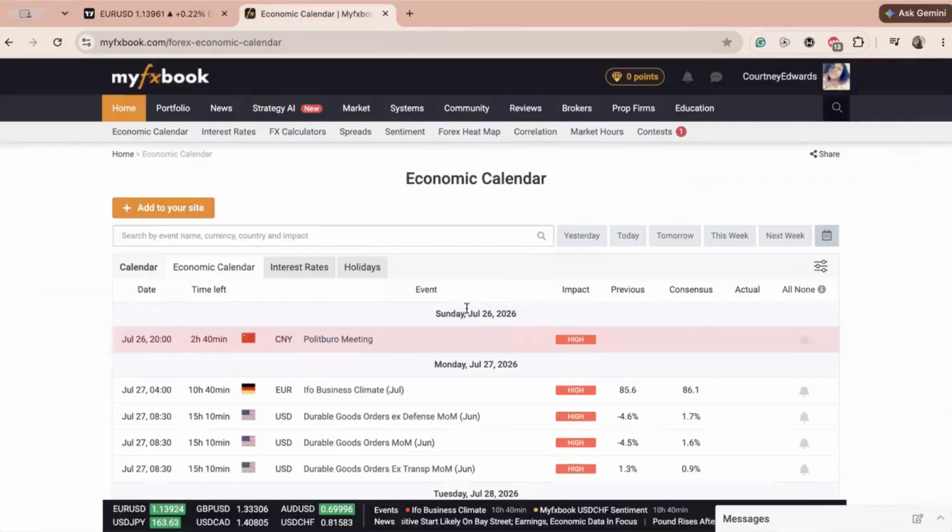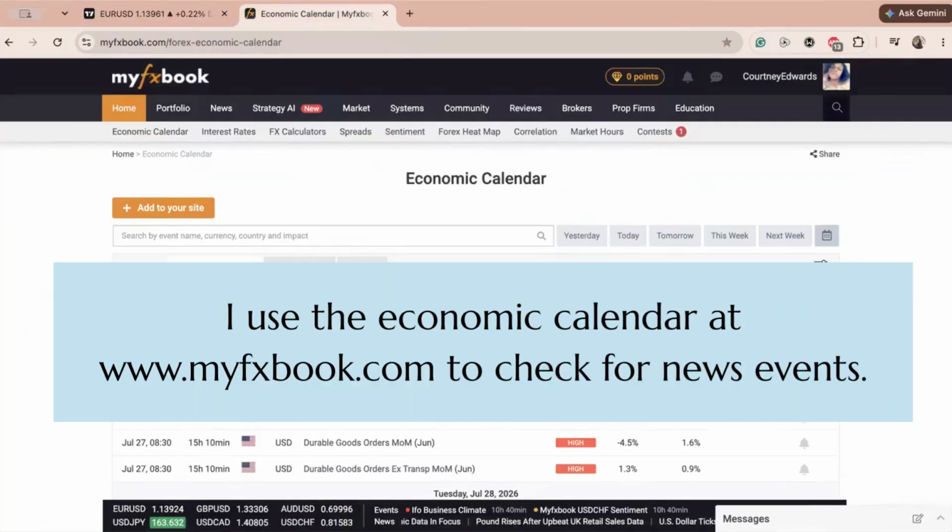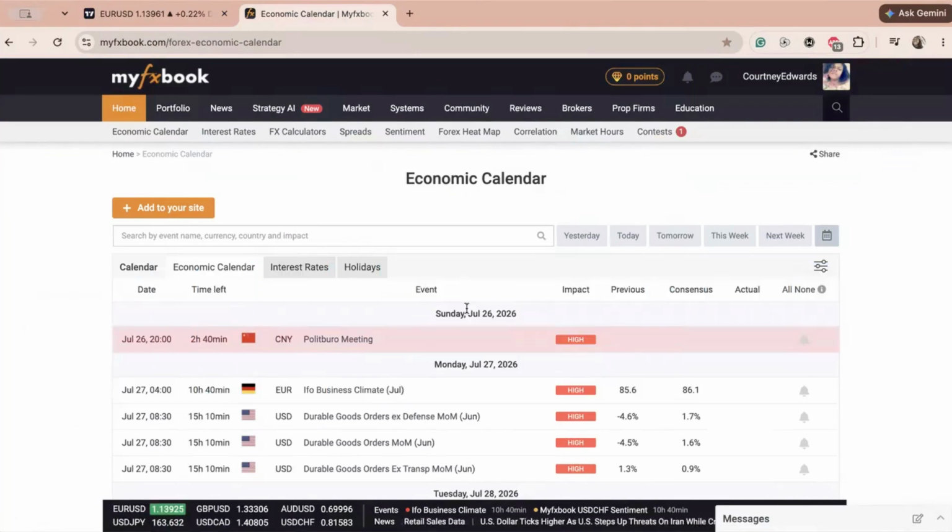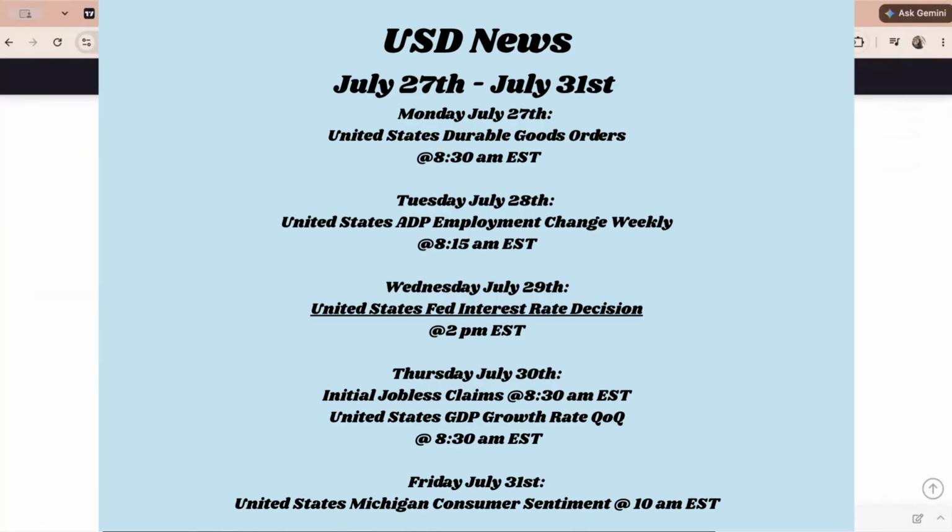Before we get started, I did want to point out there's news every day this week. It is pre-NFP, so it could be a little volatile. We could see price consolidate in anticipation for NFP. So make sure you take things slow and take things step by step, zone by zone.